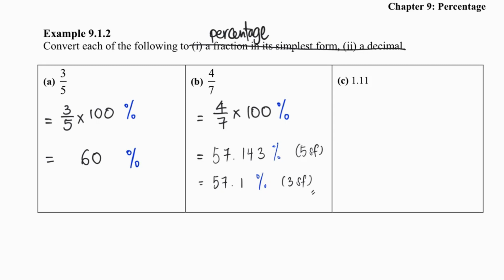Let's move on to part C, where we would have 1.11. Using the same method, 1.11, I'm going to multiply by 100%. Do take note of the notation, because all I have to do is to calculate 1.11 times 100. That will give me 111%, and that will be the answer for this case. Alright, that will be the end of this part of the question, and let's move on to other questions.